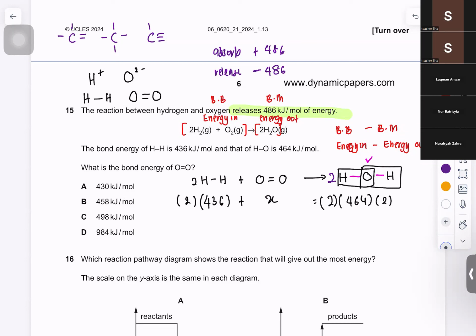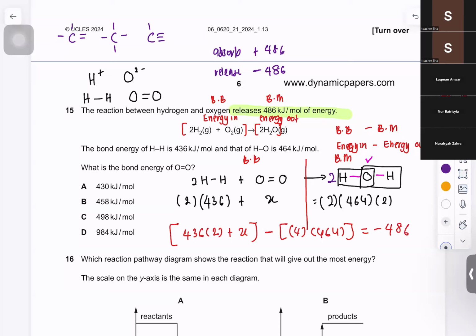Okay. So now teacher wants to calculate. So energy in minus energy out. Okay. Right. So energy in minus energy out. So 436 times 2, and then plus X, minus 4 times 464, equals negative 486. That's the management. 464 times 4.